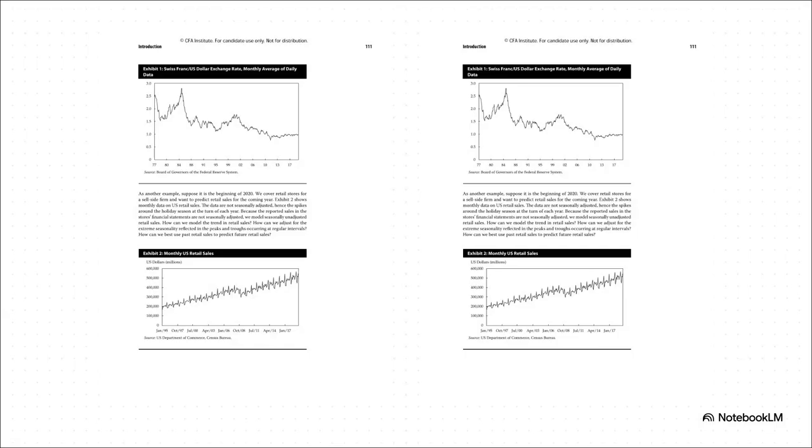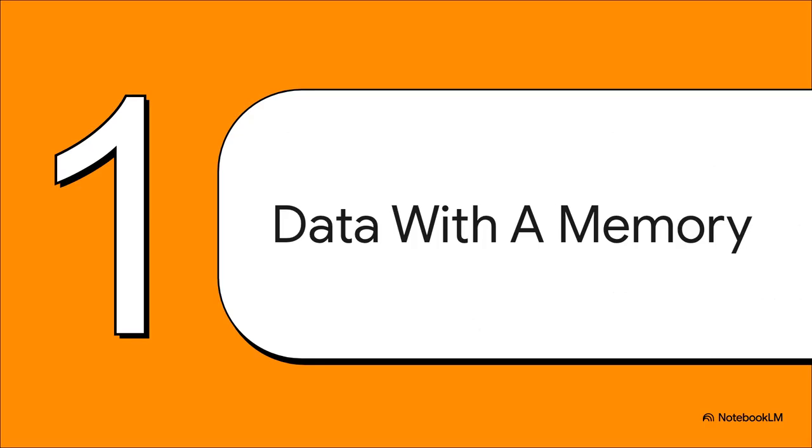Okay, so right away you see the core challenge. Take a look at the left. That's the Swiss franc to US dollar exchange rate. It looks like a total mess, right? It's all over the place. But then on the right, you have monthly US retail sales. And that tells a completely different story. You can see a clear pattern, a steady climb with these regular little spikes. The very first job of a data detective is to figure out how to separate a real pattern from just random noise.